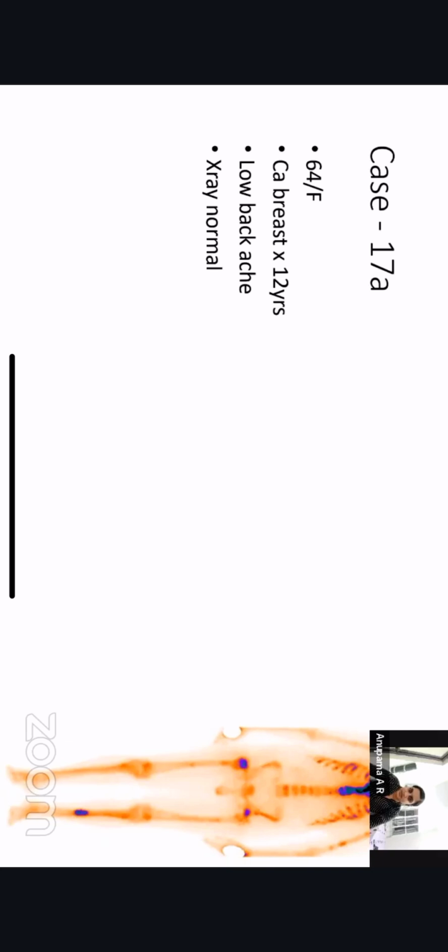Then, can you tell me some medications that should be avoided before you send the patient for a bone scan? Bisphosphonates. Bismuth and barium containing medications have to be avoided.